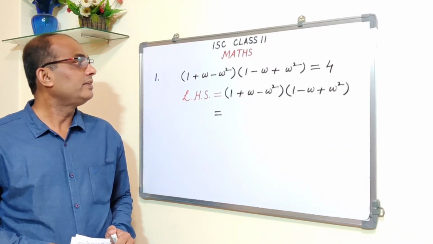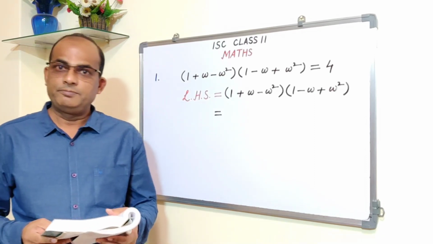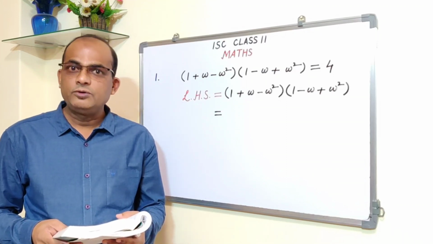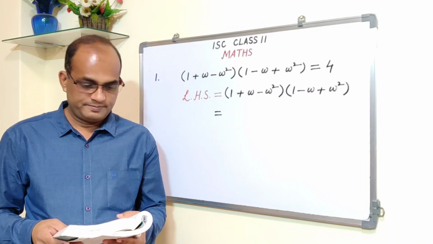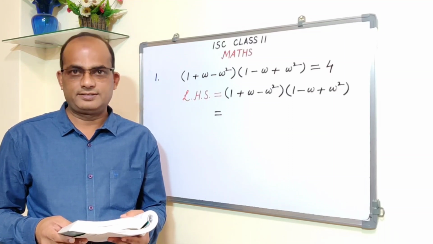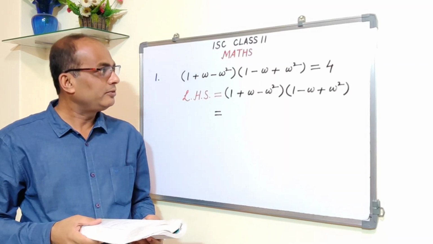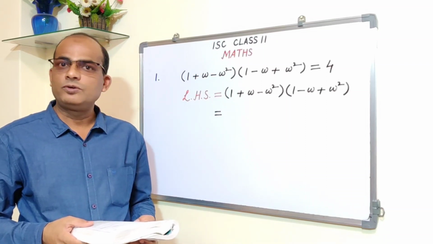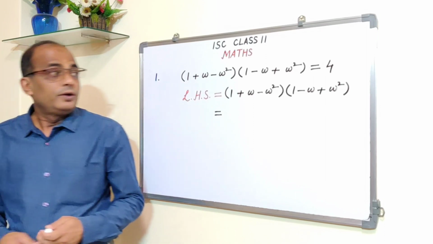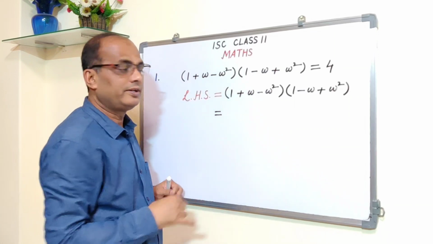The first question is, I'm reading the question. If 1, omega, omega square are the three cube roots of unity, then prove that (1 plus omega minus omega square) into (1 minus omega plus omega square) is equal to 4. This we have to prove. We start with the left hand side. I noted down the left hand side.